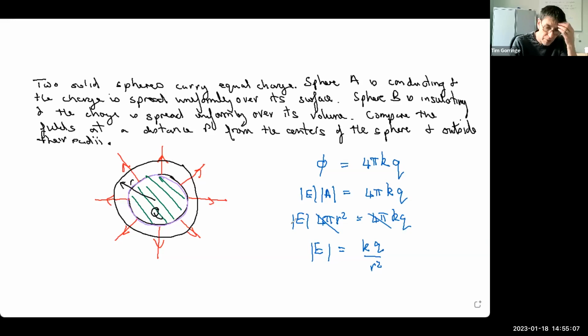So the answer to this problem is that outside the sphere, outside the conducting or insulating sphere, if the conducting and insulating spheres had the same charges, then they have exactly the same electrical fields for this spherically symmetric charge distribution.